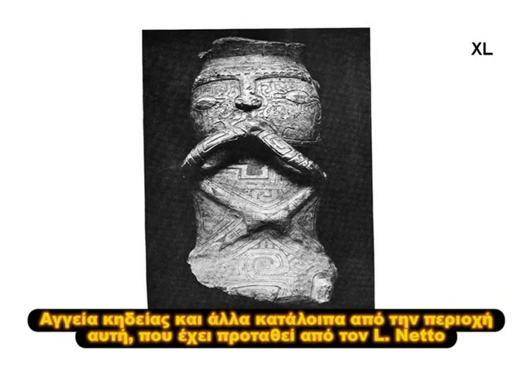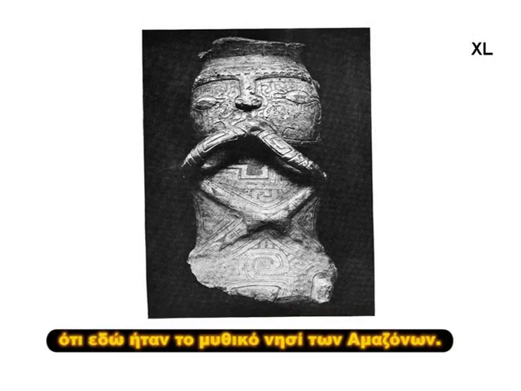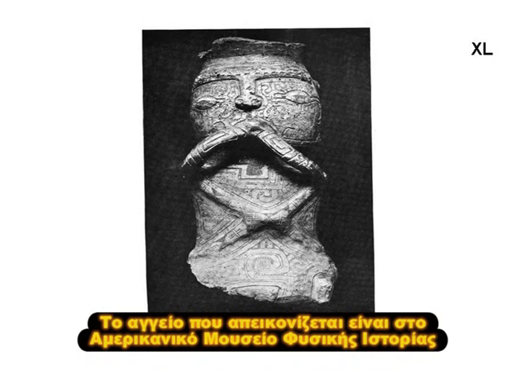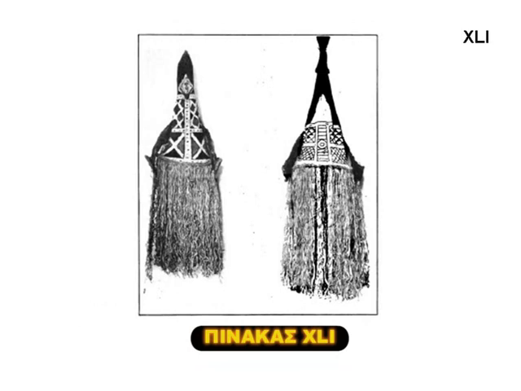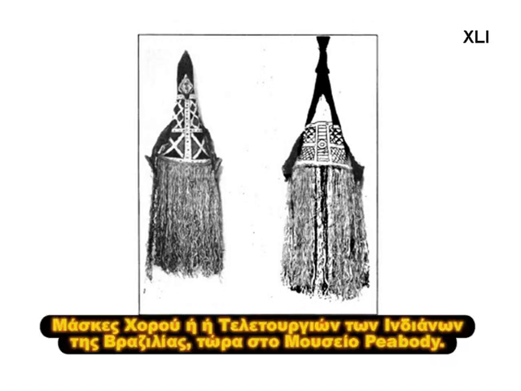Plate 40. Vase from the island of Marajo, with characteristic decoration. The funeral vases and other remains from this region have suggested to Netto that here was the fabled Isle of the Amazons. The vase pictured is in the American Museum of Natural History. Plate 41. Dance or ceremonial masks of Brazilian Indians, now in the Peabody Museum.